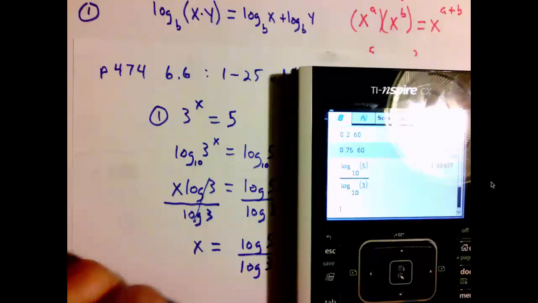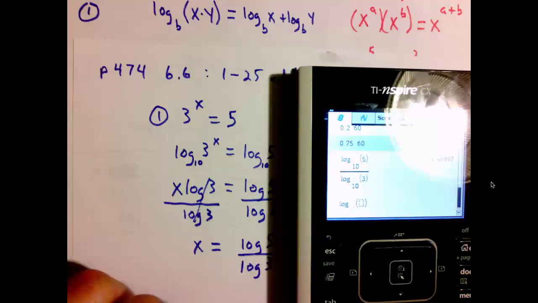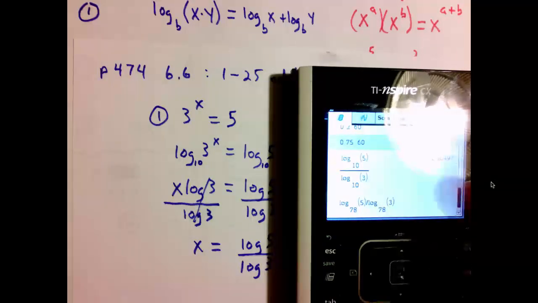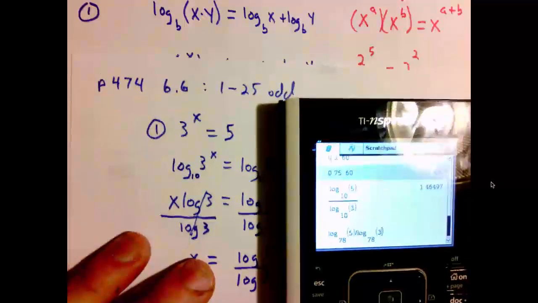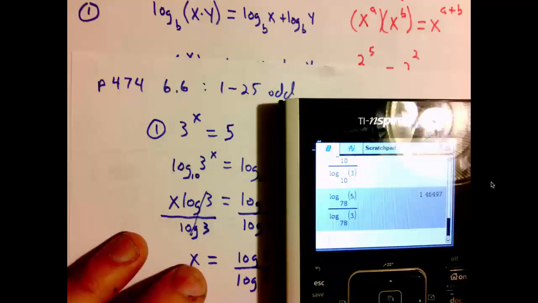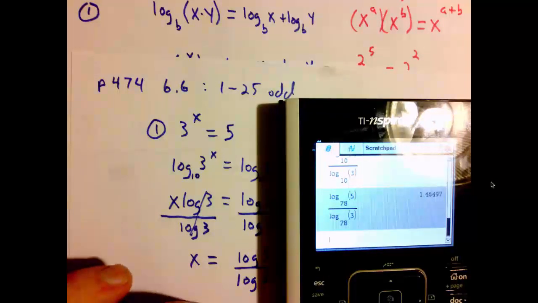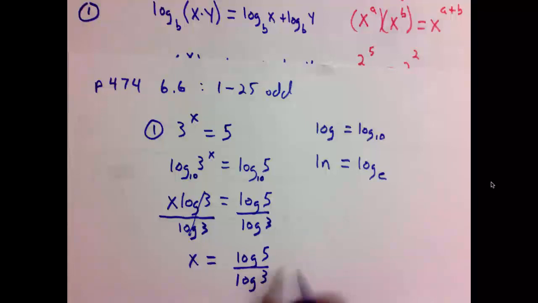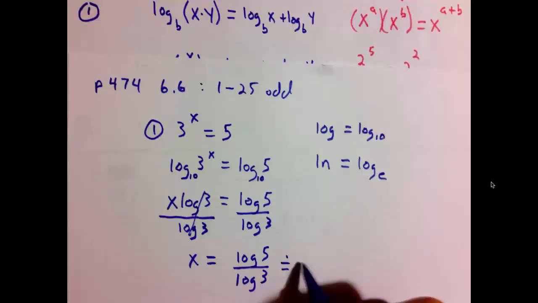And I'll show I can do any base and it would be the same. This time I'm going to do base 78. Alright, 5 divided by log base 78, as long as it's the same, 3, and this is going to yield that same 1.46. You see it's the same value. So this is 1.46, and I in fact could do that with natural log. I'll show. Natural log of 5 divided by the natural log of 3. Again, it's going to be this same 1.46 value. Alright, so this is approximately 1.46.